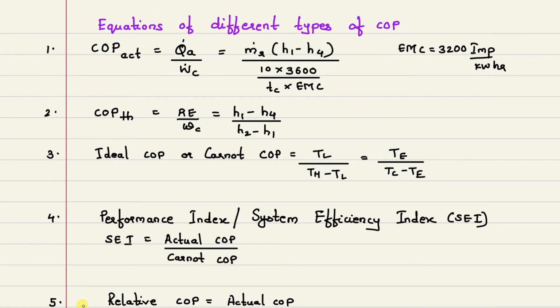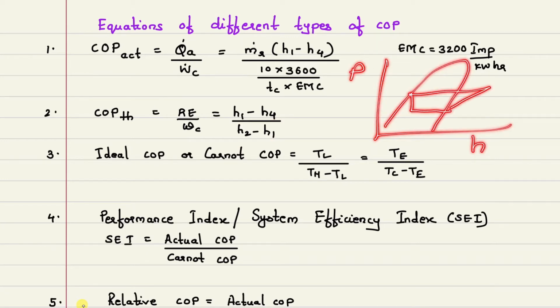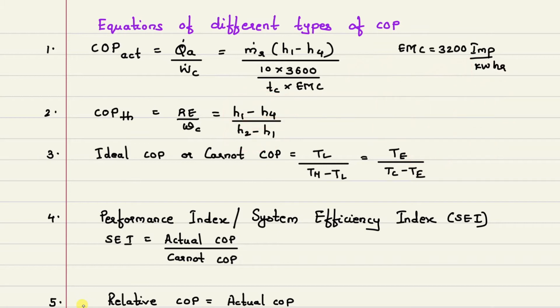Now the second type of COP is theoretical COP. Theoretical COP is refrigerating effect upon compressor work, and that is given by H1 minus H4 upon H2 minus H1. So this will be a pressure versus enthalpy diagram, vapor dome, and suppose this is a standard VCRS. So 1 to 2 will be compression, 2 to 3 will be constant pressure heat rejection in condenser, 3 to 4 is isenthalpic expansion, and 4 to 1 is constant pressure heat absorption in evaporator. So H1 minus H4 is refrigerating effect divided by H2 minus H1, compressor work.